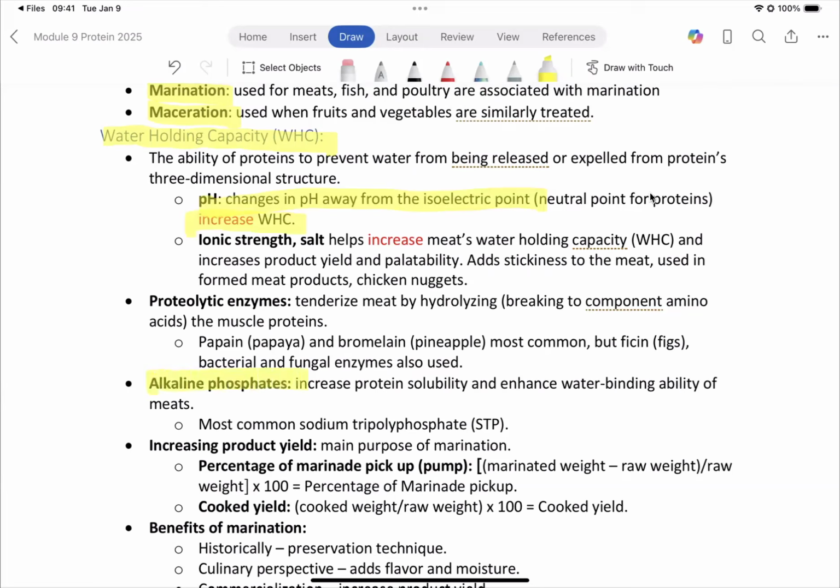Alkaline phosphates do that by making the meat more basic, right? Alkaline phosphates increase protein solubility and enhance water binding ability. Ionic strength salts increase meat's water holding capacity and increase yield. They add stickiness to the meat so that it'll stay together when you make formed meat products.